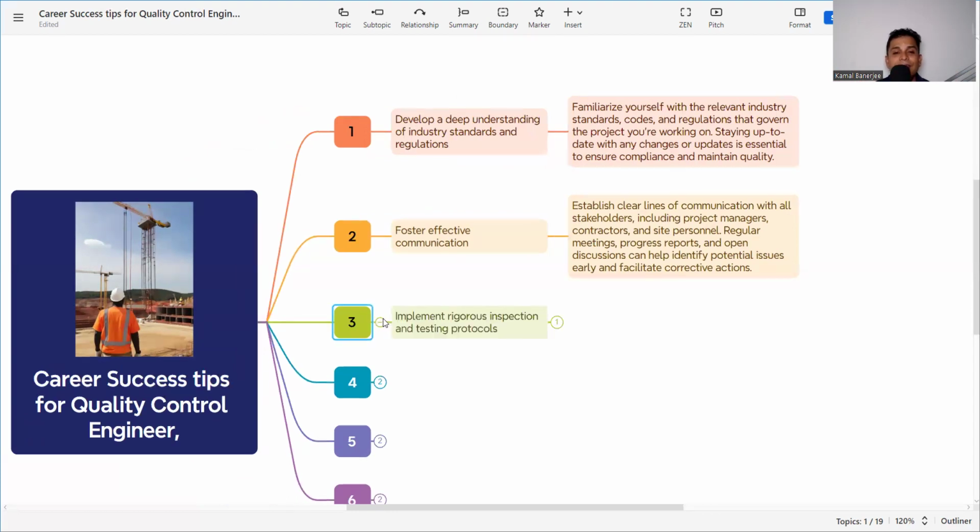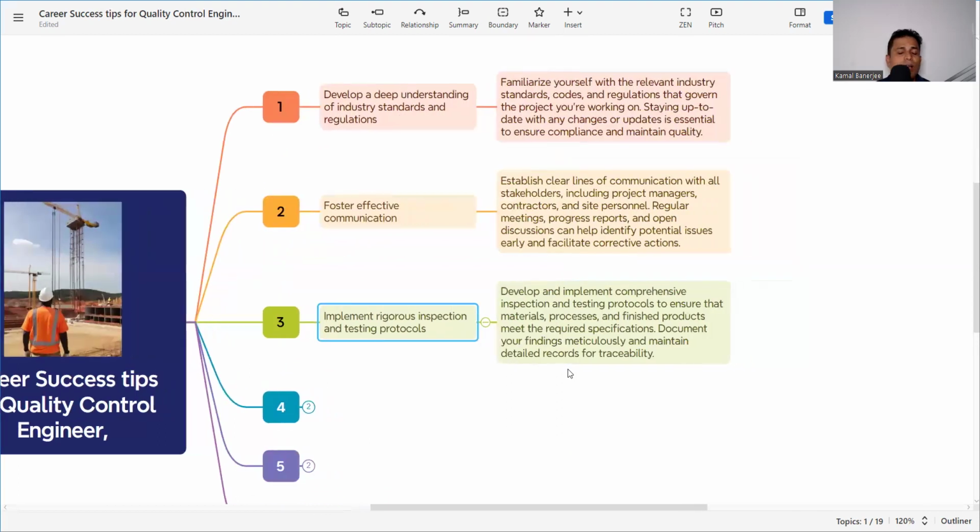The third part is to implement rigorous inspection and testing procedures. Without testing and procedure, it is impossible to get success. Suppose you are doing concrete, you are making a method statement for the concrete, that you have to do this, you have to do that, and everything is 100% correct. So you say that our concrete will be as per the requirement.